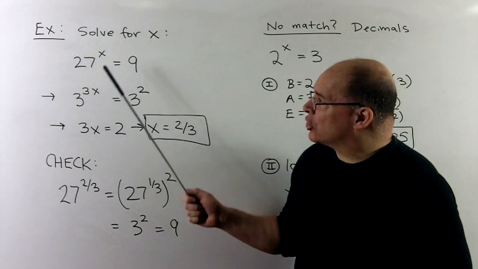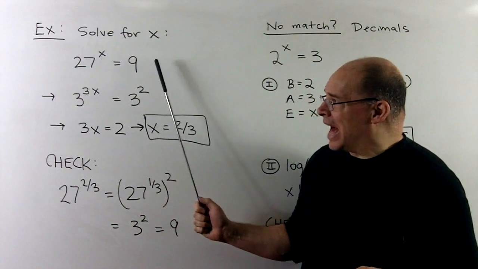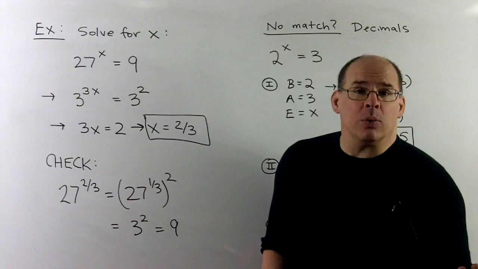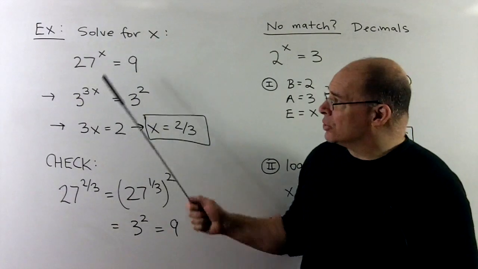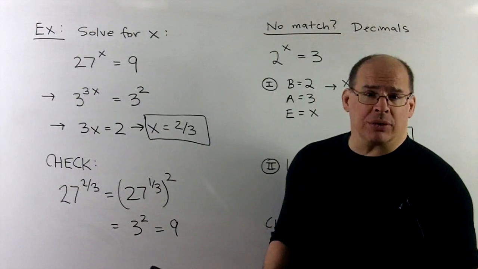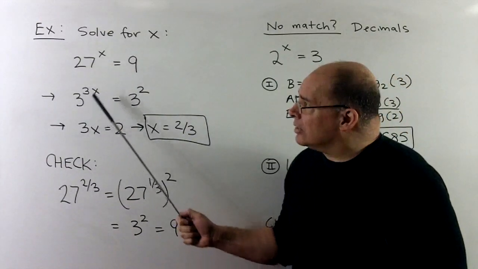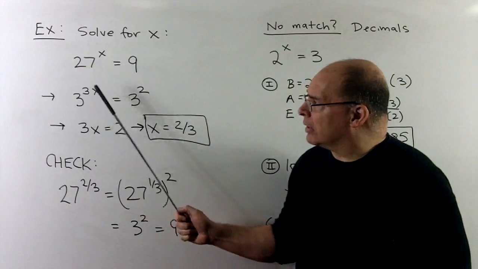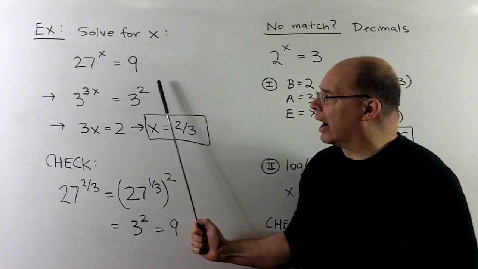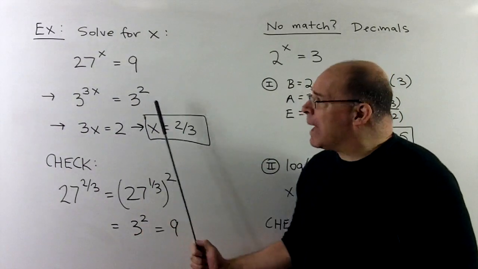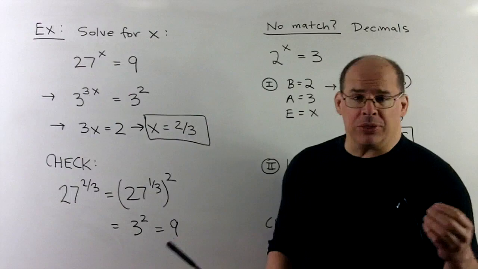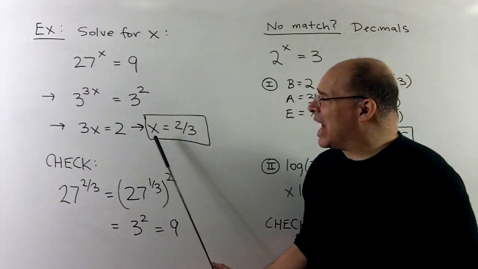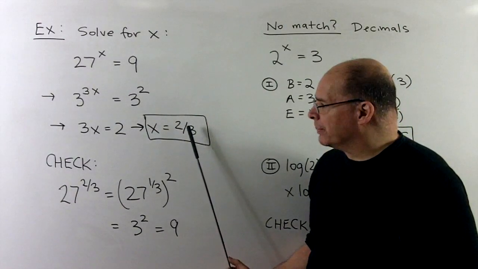Next, let's try 27 to the x equals 9. Here we need to get a common base. So 27 and 9 are both powers of 3. 27 is 3 cubed, so we'll get 3 to the 3x equal to 3 squared. The 3's match, so I just throw them away. We get 3x equal to 2. I solve, I get x equal to 2/3.